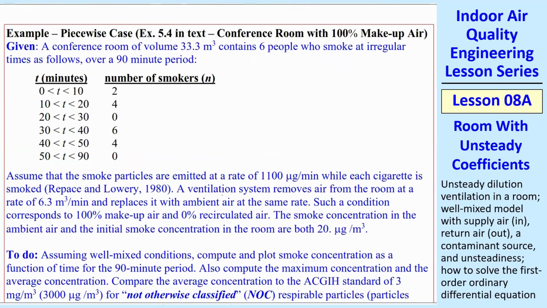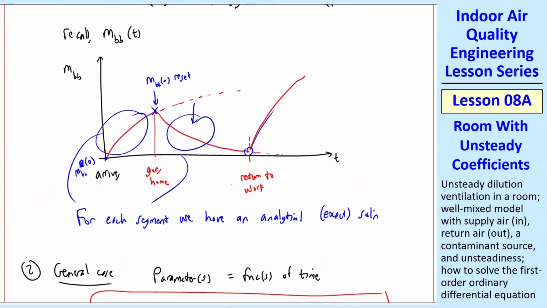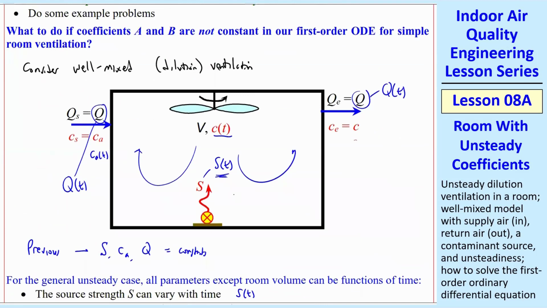So let's start with the piecewise case. This is actually example 5.4 in the text. A conference room with 100% makeup air. We'll talk about makeup air later. Just for now, this is a simple ventilation that we're talking about. And it's the same diagram that we had up here. We bring fresh air in, we take the exhaust air out.